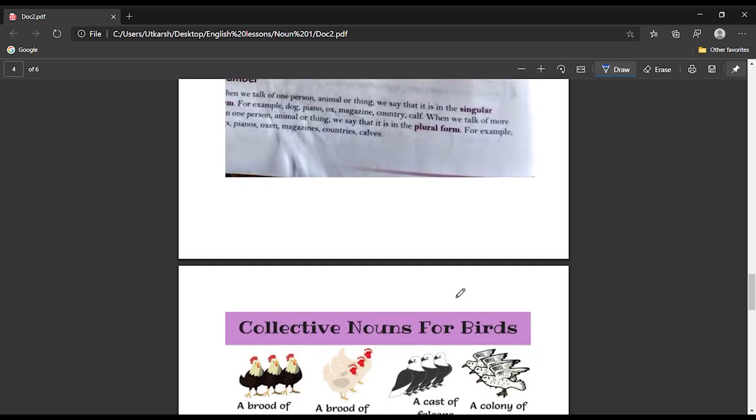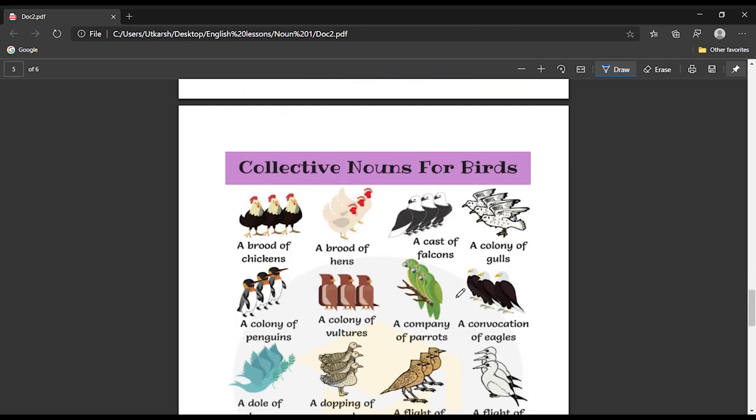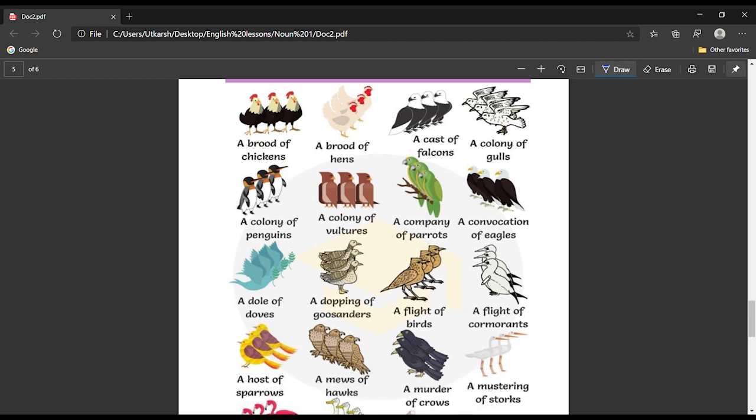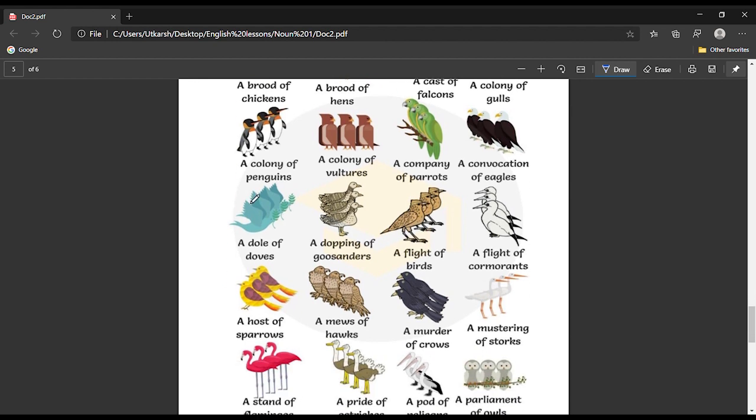Now we are going to see some of the collective nouns here. It will be interesting for you children. These are the collective nouns for various birds. You can see here, for example, a brood of chickens, a brood of hens, a cast of falcons, a colony of gulls, a colony of penguins, a colony of vultures, a company of parrots, a convocation of eagles. All birds are having different collective nouns.